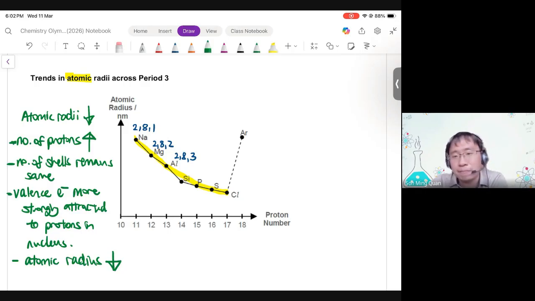So there are a few questions that have come in. Does it matter the number of valence electrons? Does the number of valence electrons also affect how strongly attracted it is to the protons in the nucleus? And the answer is no, it doesn't. Because electrons in the same shell do not decrease the attraction felt by the valence electrons to the protons. If they are in the same shell, they do not affect each other in terms of attraction. All right.